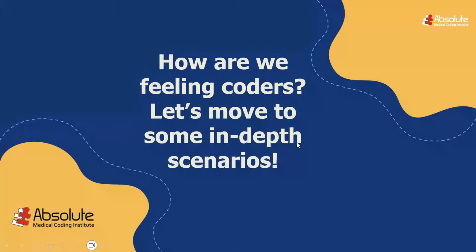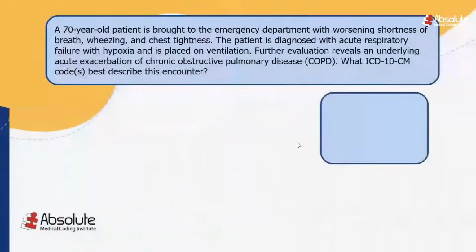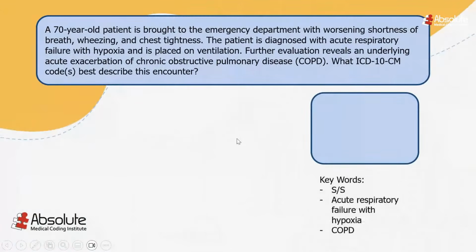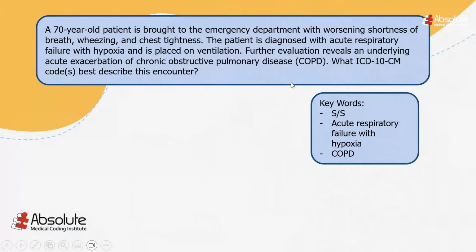All right, so this is our scenario. I won't read the whole thing over again, but like I was saying before, the keywords I'm taking out of here are going to be those signs and symptoms. So the worsening shortness of breath, the wheezing, the chest tightness, that acute respiratory failure with hypoxia that was diagnosed, and then also that COPD, that chronic obstructive pulmonary disease.